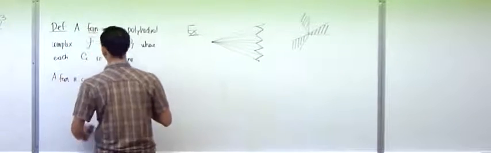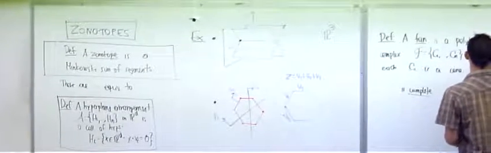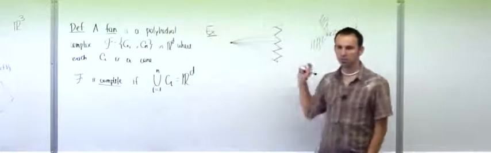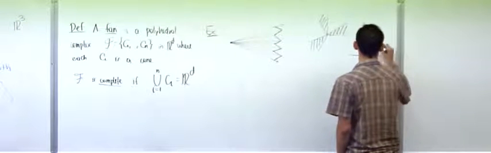A fan is complete. So we're going to say that, and I should say this is in, let's say, R^d. And we're going to say that this fan is complete if it covers the whole space. Okay, so neither one of these things is complete. A complete fan is something like this.